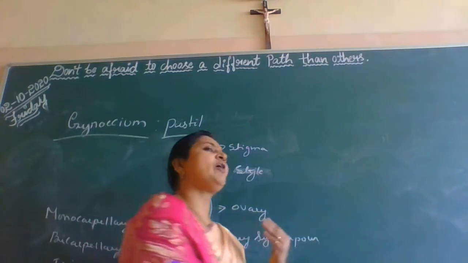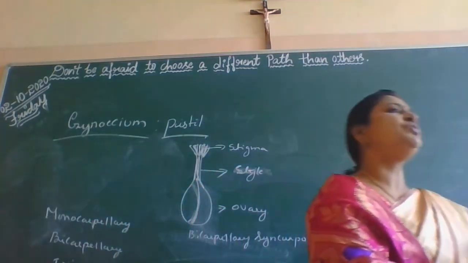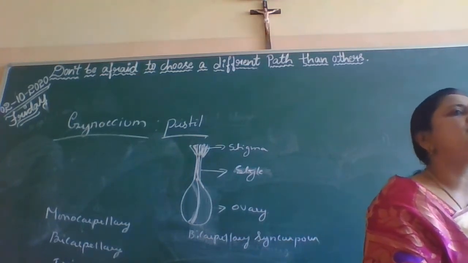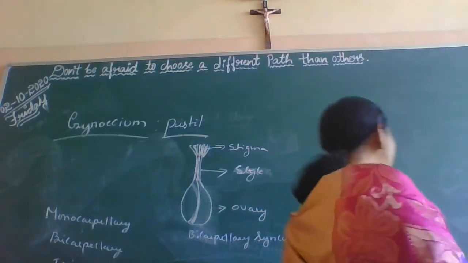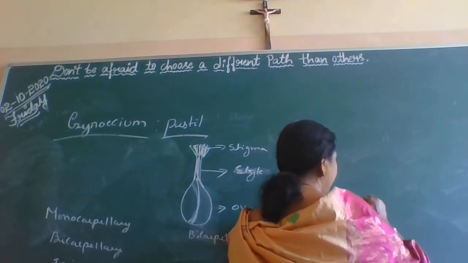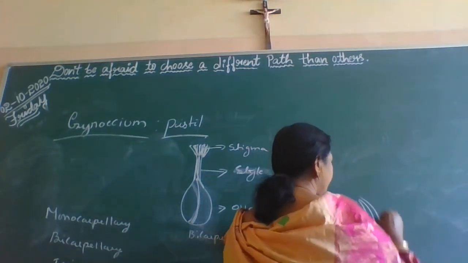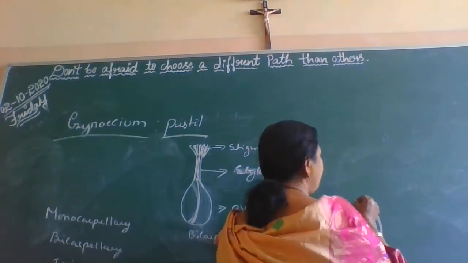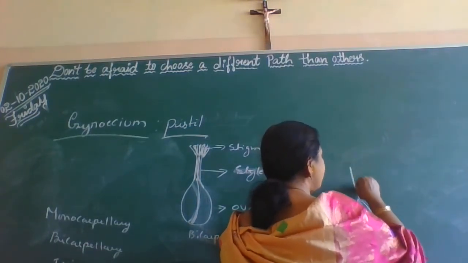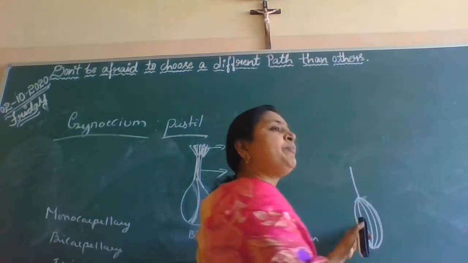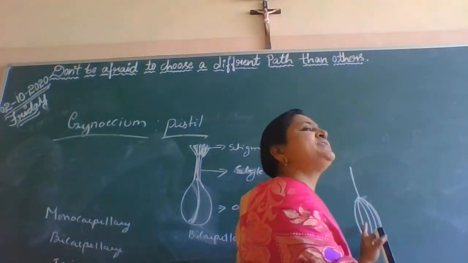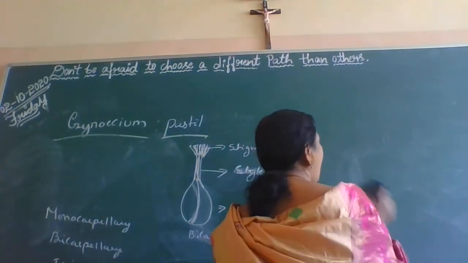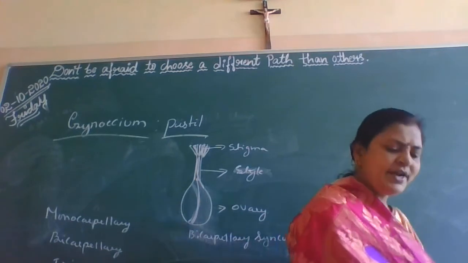When the number of carpels is generally more than 3, we say multicarpellary. Look here. Here the carpels are more than 3. Therefore, we can say this is multicarpellary. What type? Syncarpous. When they are free, multicarpellary apocarpous. Got it?